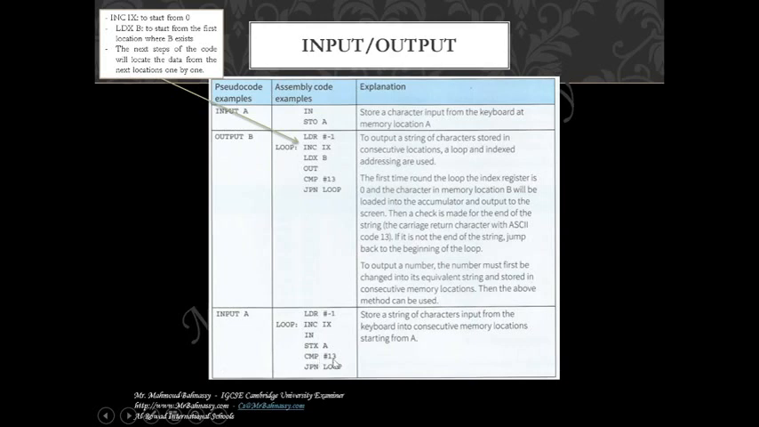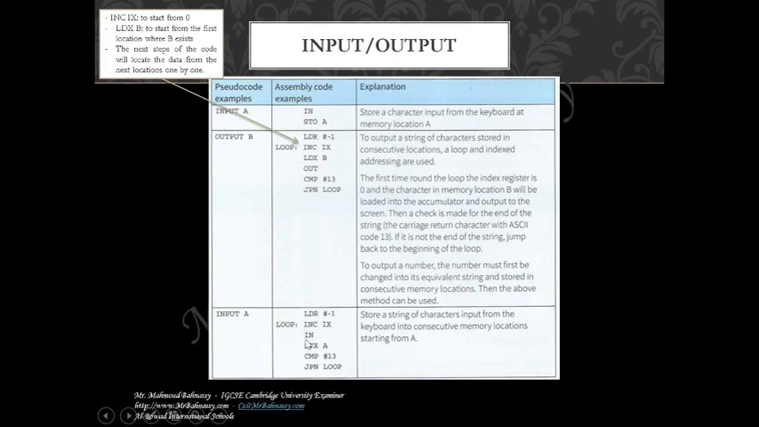Then compare with the end of line, as we said before in the previous example. So if we didn't reach the end of line, that means we'll go again and add 1 to the index register. So we increment it by 1. The previous value for the index was 0. Now it's 1.